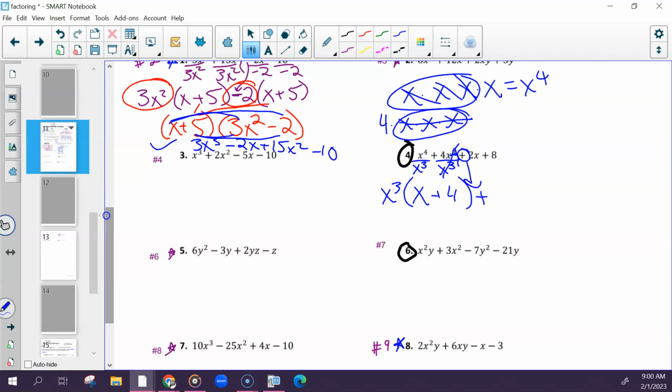Take whatever sign that is, drop it down. What do these two have in common? 2. Correct. So if we divided both of those by 2, what would be left?